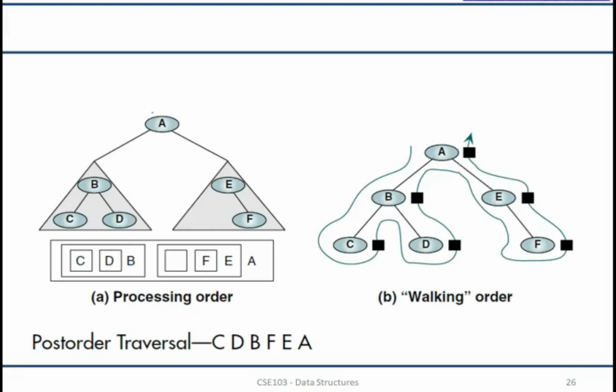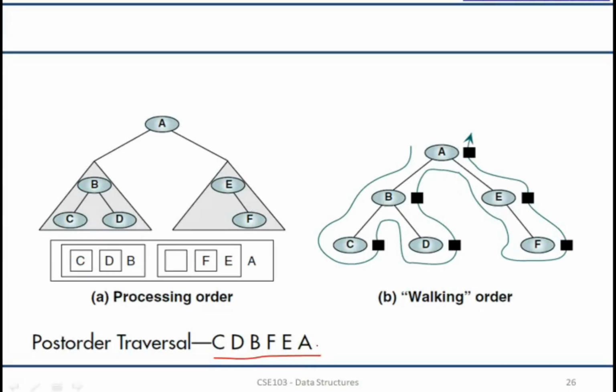Now before processing root node A, we need to process the right subtree also. The right subtree is E. For E, there is no left subtree, so directly we are processing right subtree F. Okay, and then processing E. Then finally we are processing A. So the output is C, D, B, F, E, A. So this is the output for post-order traversal.